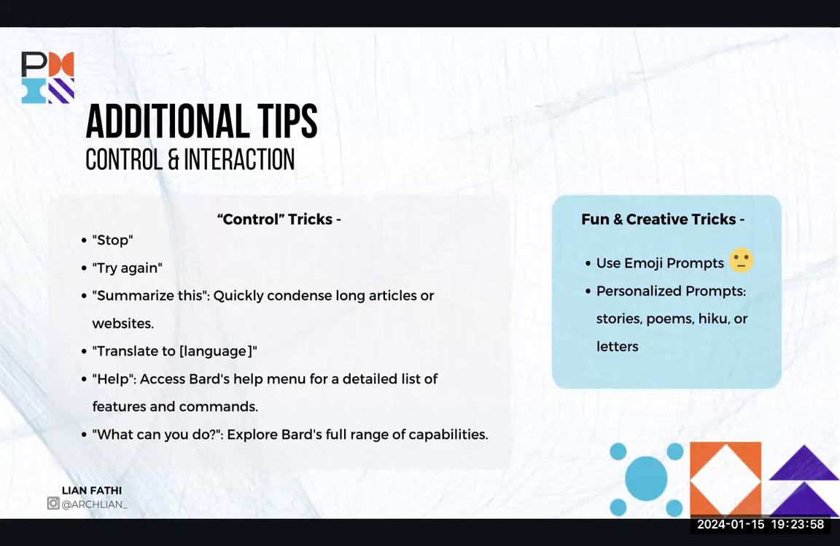Or you could also put summarize this, and you can just copy and paste the link, or if you have the document, copy the document and paste the text in the search bar. You can simply say translate to a language and it will translate whatever you give it. Also, if you're somewhat lost at the beginning, or if you want a detailed list of the features, you can just put help in the search bar and it will actually explain all of Google Bard for you.